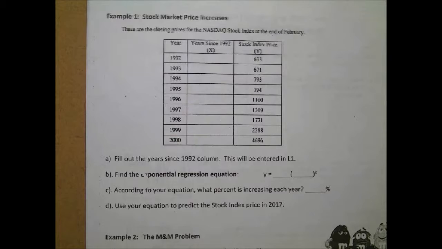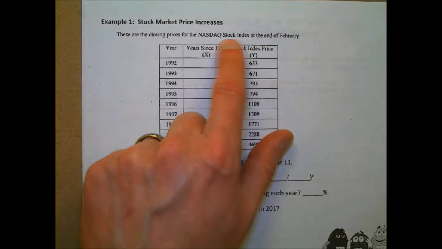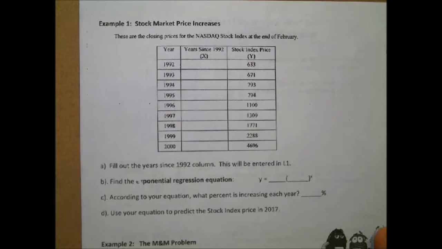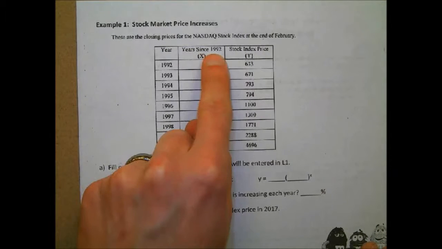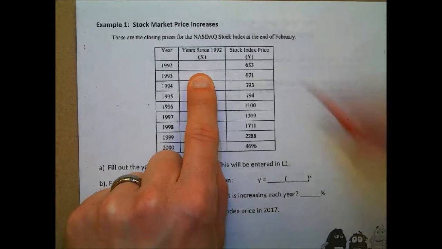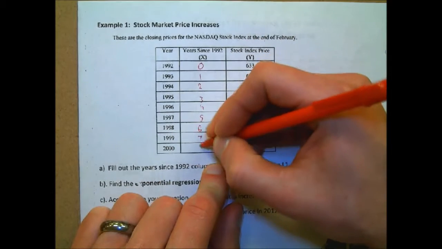Okay, so here, these are the closing prices for the NASDAQ stock index at the end of February. I'm not even sure if I could interpret what this means, but it deals with prices of stocks. Here's our year, but we're not going to use the straight up years. We're going to use years since 1992, since that's where we're starting. So what will be our first x value here? 0. And then it's just going to go 1, 2, 3, 4, 5, 6, 7, and 8.